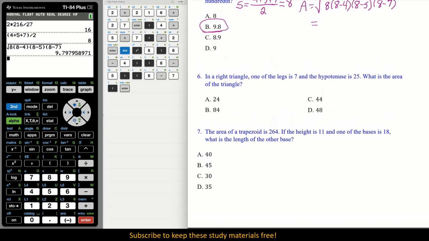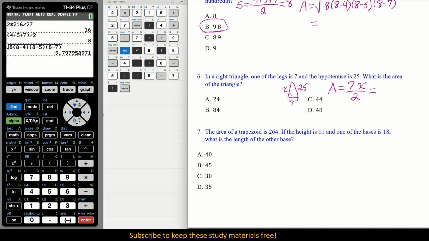Okay. All right. So let's draw that triangle real quick. So we have 25 over here, and let's say this is 7 and that's X. To get the area of this triangle, this is what we need to do. We need to have base times height divided by 2. So base times height divided by 2.